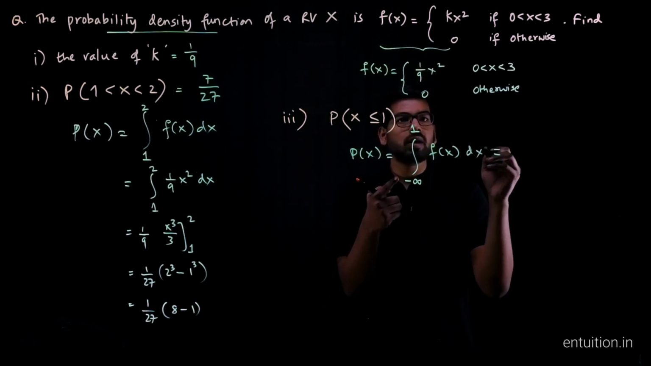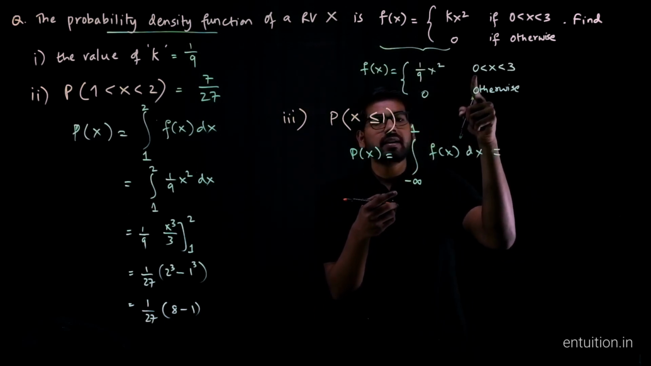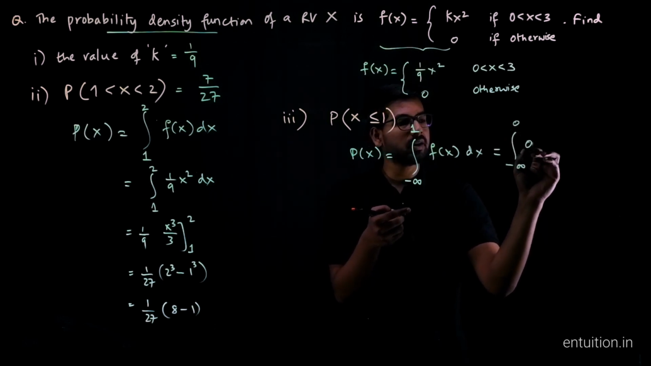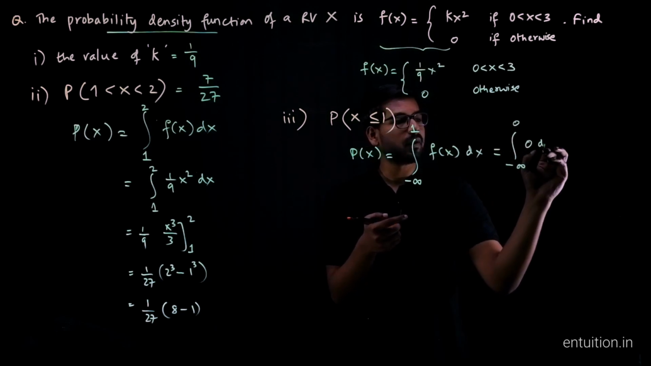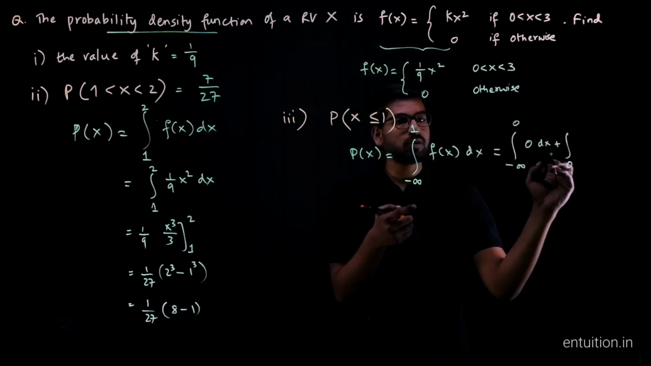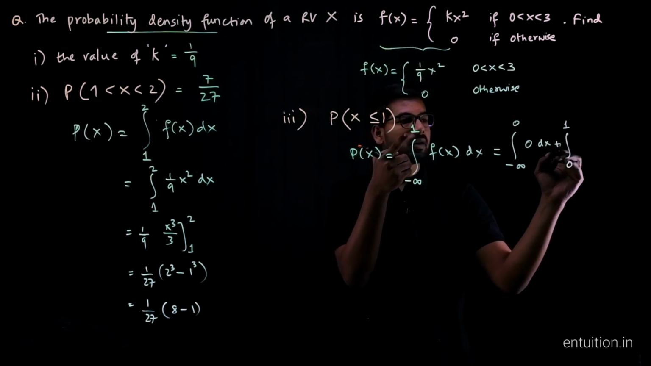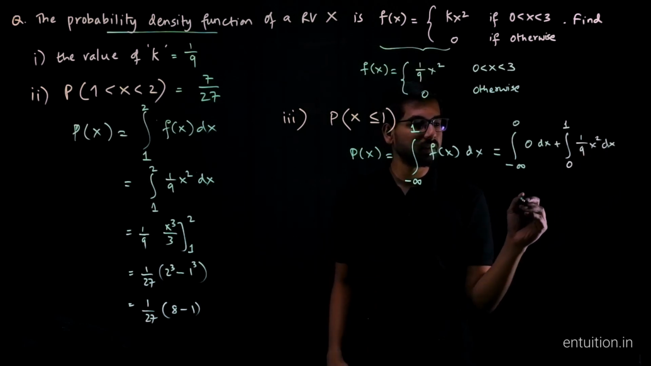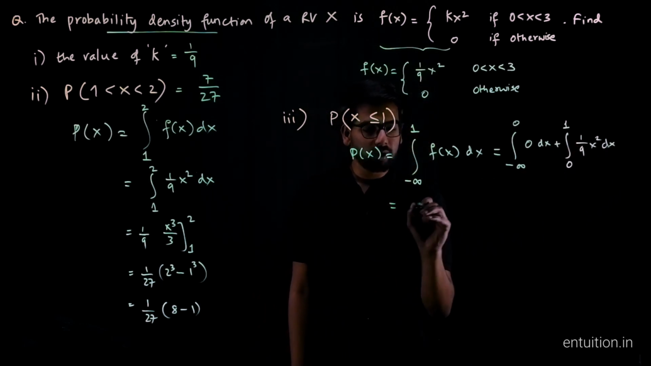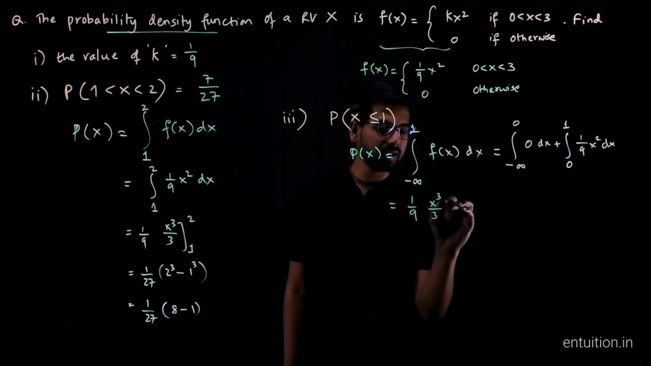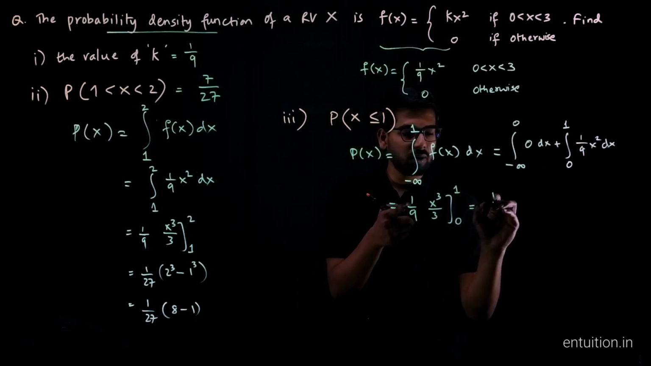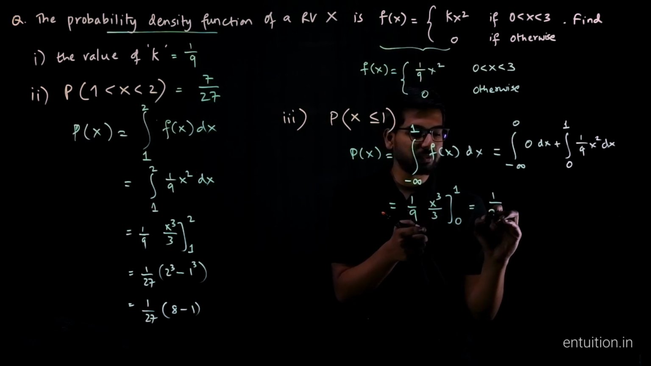Okay, so what do we get? The probability density function is defined from 0 to 3. So the integration from minus infinity to 0 is nothing but 0, since the function is 0, plus the integration from 0 to 1, that's what we need. The probability density function will be 1 over 9 x square dx. So this is 1 over 9, keep it outside, integration of x square dx is x cube by 3 from limits 0 to 1. I'll take 3 outside, so 9 times 3 is 27.